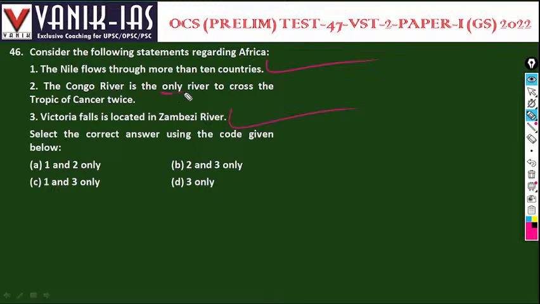Whenever you see "only" in a statement, it is usually wrong. So Congo River is not the only river. In India there is the Mahi River that is also crossing the Tropic of Cancer twice. So options 1 and 3 will be the right answer.